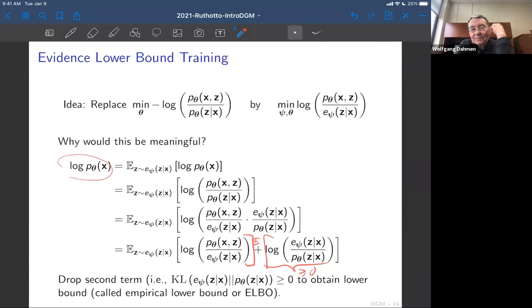Right, makes sense. So it's kind of a bound that becomes tighter, and of course, maximizing this term also at the same time minimizes the KL here, right? Because I'm pushing the... I mean, this log p theta is a constant with respect to psi. So if I maximize this term with respect to psi, I am making the bound tighter and tighter.